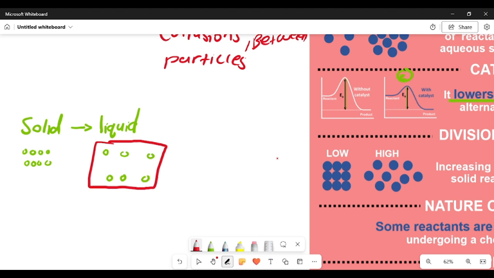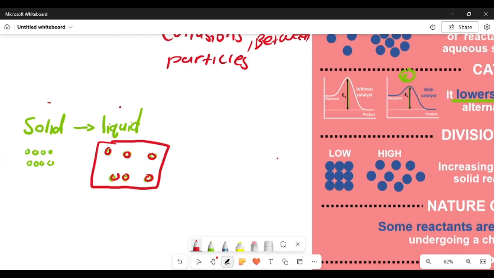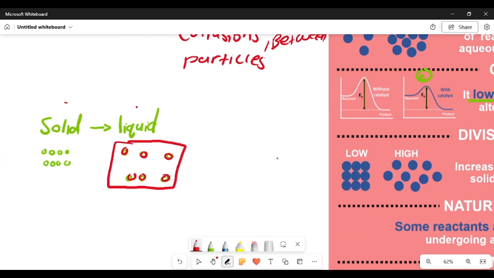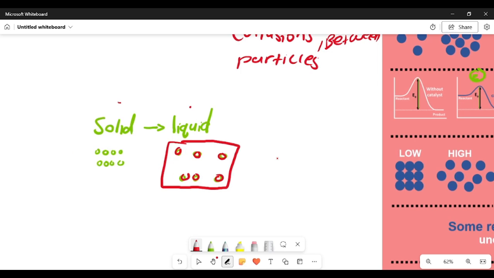So when you're moving from one state to another, in this instance, you're moving from a solid phase to a liquid phase, this would increase the surface area. And when you increase the surface area, now more particles are exposed to react, right? More particles are exposed to react. Now, as a result, this would increase the number of collisions and increase the rate of your reaction.